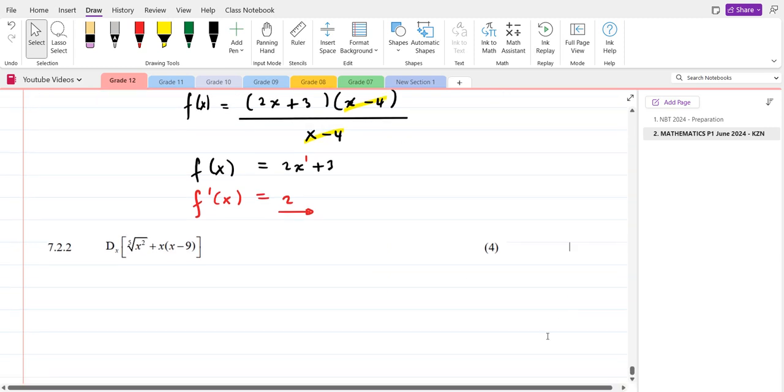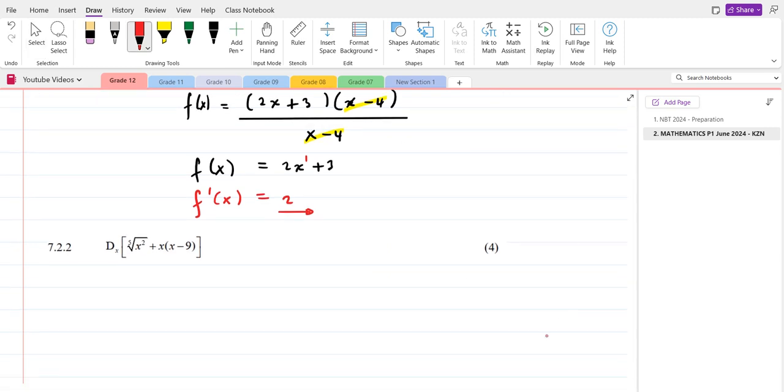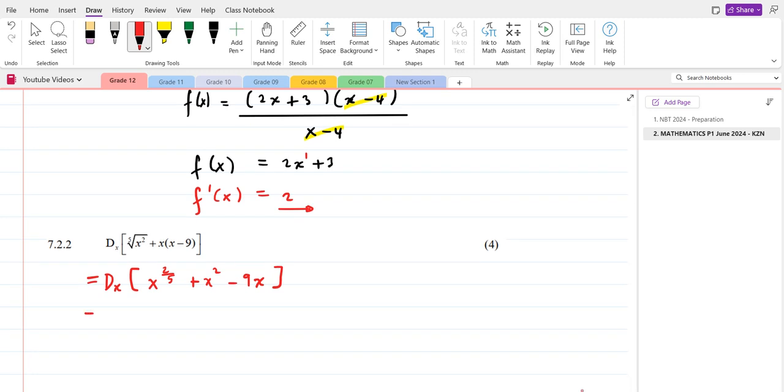Right, and only drop it after you differentiate. So we're going to say dy/dx, write it in power form, so x to the power 2 over 5 inside over outside, plus x squared minus 9x. Now differentiate because it's all in power form, so you're going to say 2 over 5 x to the power, what's 2 over 5 minus 1? Negative 3 over 5, plus 2x minus 9. 2 times 1 is 2, x minus 9.